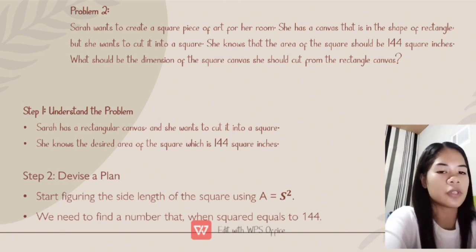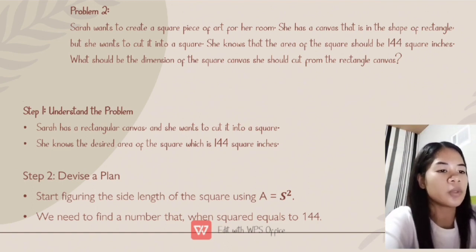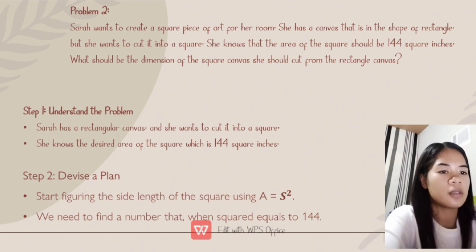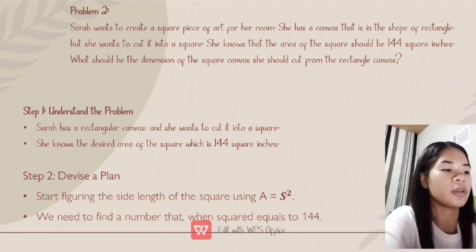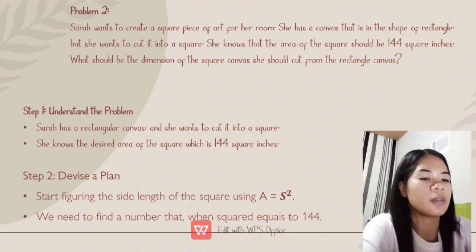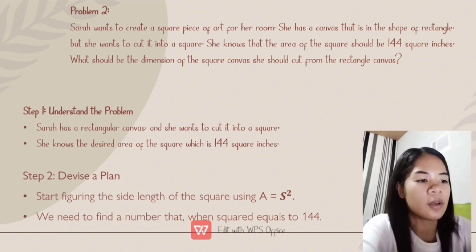So, from Polya's 4 steps in problem solving, first is to understand the problem. From the problem, we have Sarah has a rectangular canvas and she wants to cut it into a square. Second, she knows the desired area of the square, which is 144 square inches. In step 2, we devise a plan. First, start figuring the side length of the square using area is equal to s squared. Next, we need to find the number that, when squared, will be equal to 144.